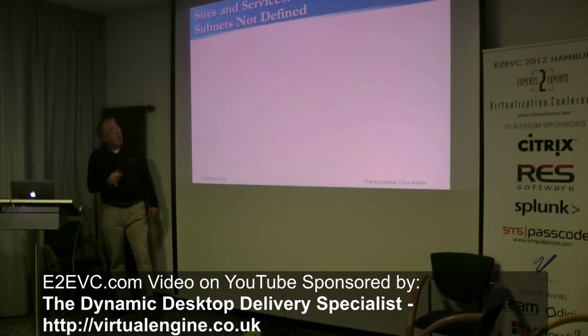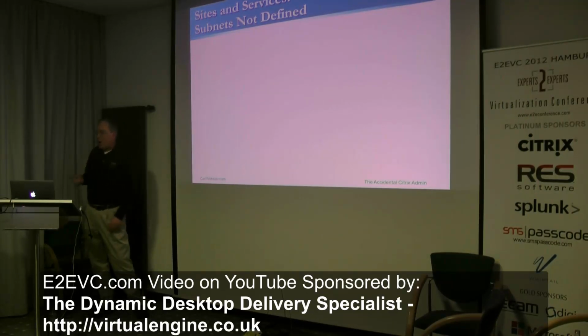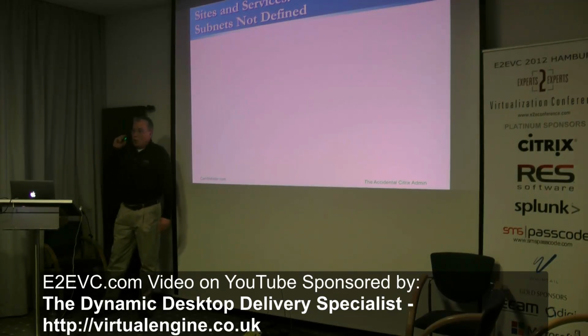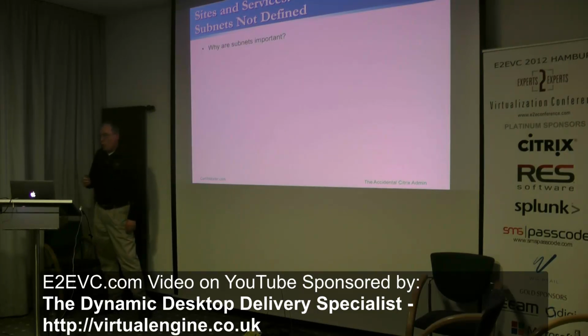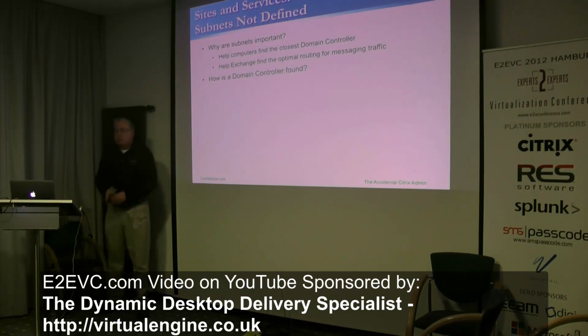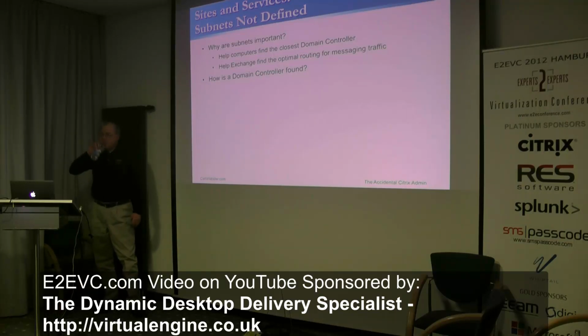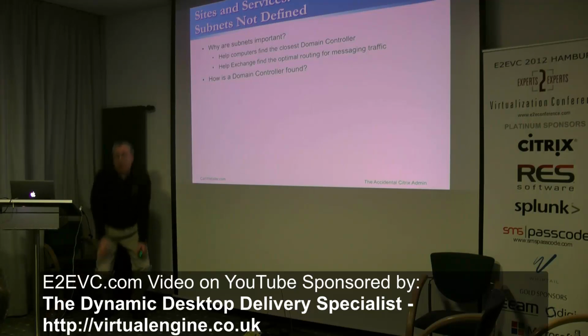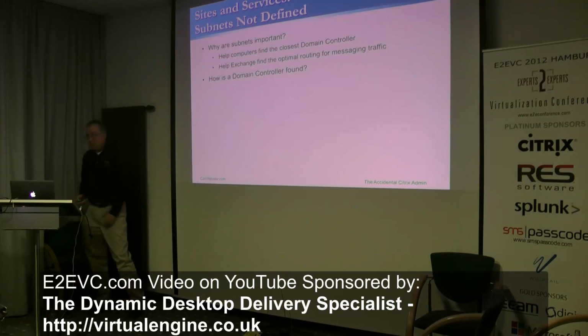All right, one of the next things I'm going to look for are subnets not defined. And this is one of the worst things that you can have in your Active Directory environment for affecting your users and their logon speed. So why are subnets important? Well, they help computers find the closest domain controller, and they also help Exchange find the optimal routing for messaging traffic. So how is a domain controller found? We're going to just look at this from about 34,000 feet. We could actually spend about 45 minutes talking about this one process right here.